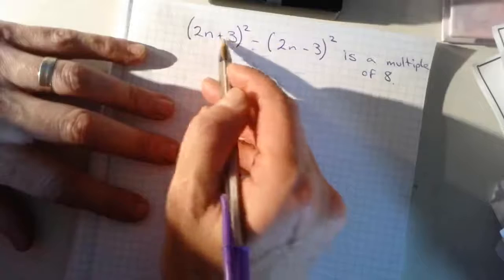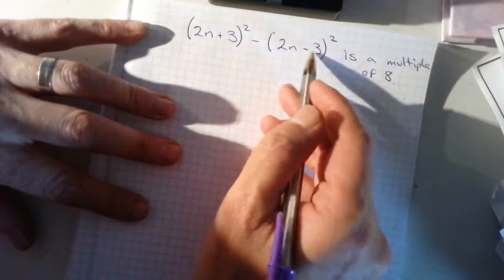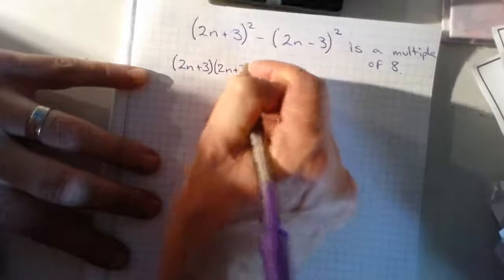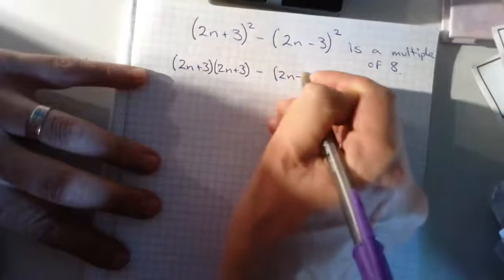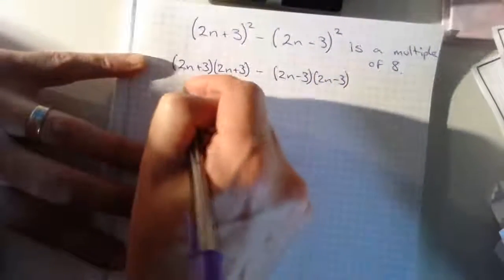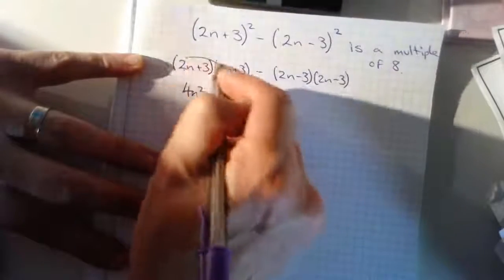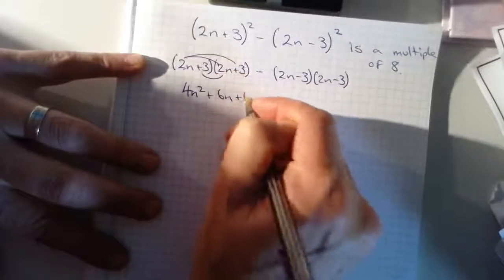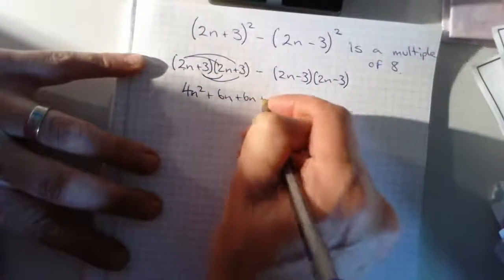Okay, last question. This is a very common one. Show that 2n plus 3 all squared, take away 2n take 3 all squared is a multiple of 8. So we've got some expansions to go on here first. So we've got 2n add 3 times 2n add 3. Take away 2n take 3, 2n take 3. 2n times 2n is 4n squared. 2n times 3 is 6n. 3 times 2n is 6n. And then 3 times 3 is 9.